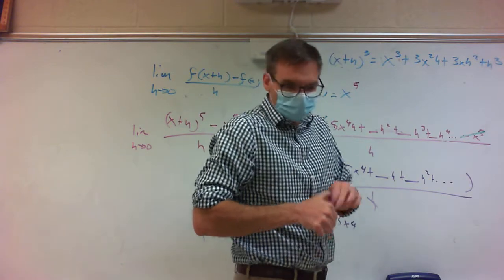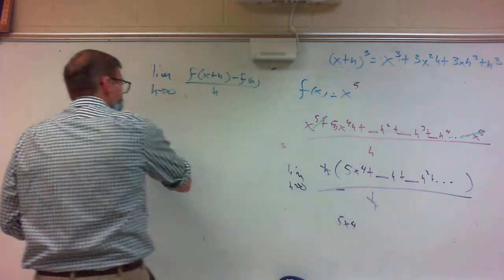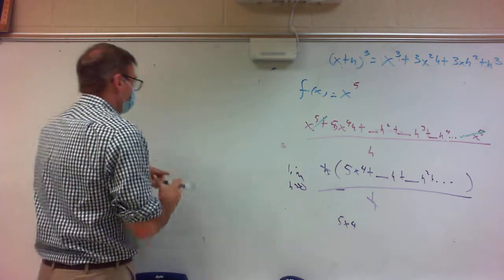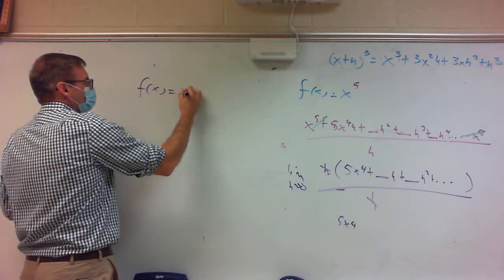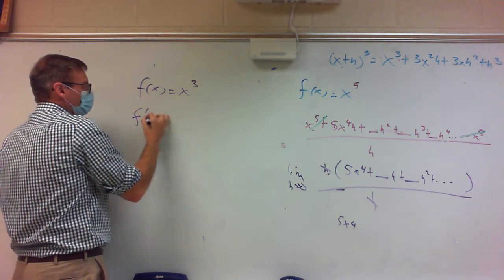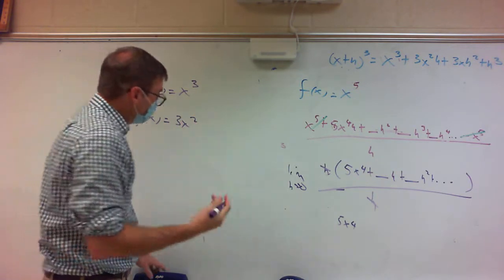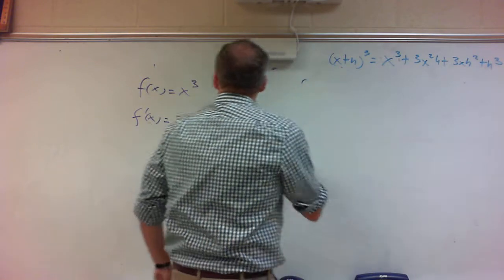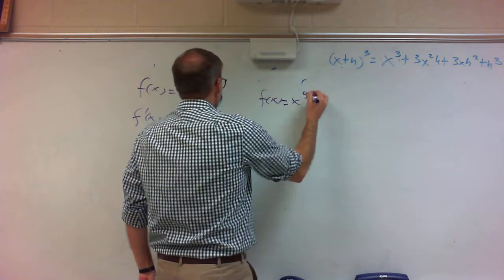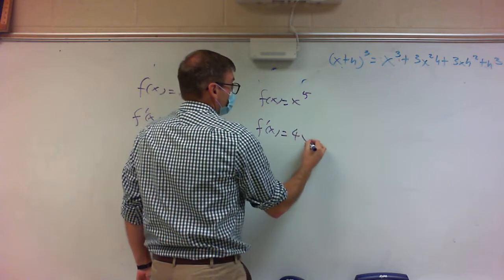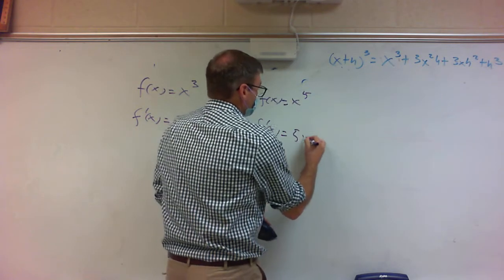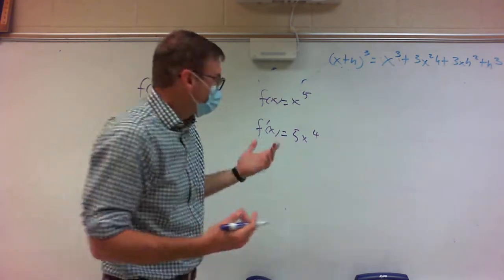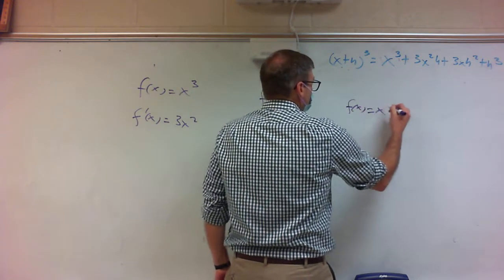So I'm going to write down just a couple of examples. Example number 1. If I give you f of x, and we said it's x cubed, we found out that f prime of x is equal to 3x squared. Example number 2. If I give you f of x is equal to x to the fifth, we found out that the derivative of f of x is equal to 5x to the fourth. Okay. And I could go through a few more, right? I could say, well, what if f of x is equal to x to the ninth?